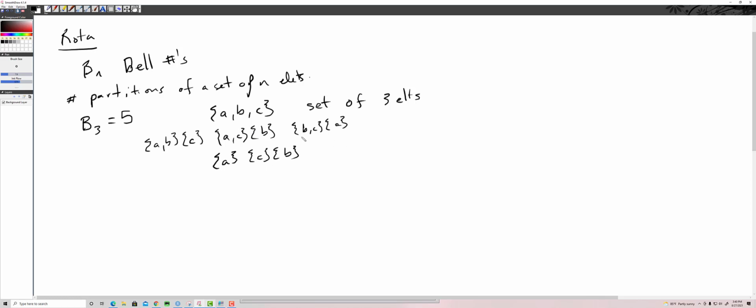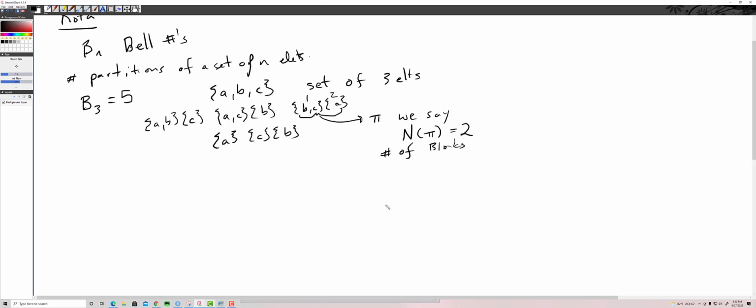And what we have here, when we have a partition like this, okay, this is a partition, and we say that n of pi is 2, and this means the number of blocks, okay? This is just a little piece of terminology, and here we have 1 block, here we have our second block. Again, n of pi of this partition is 2, n of pi of this partition is 2. Over here, we have 3. 1, 2, 3. This is just 1, right? This is a hard problem.